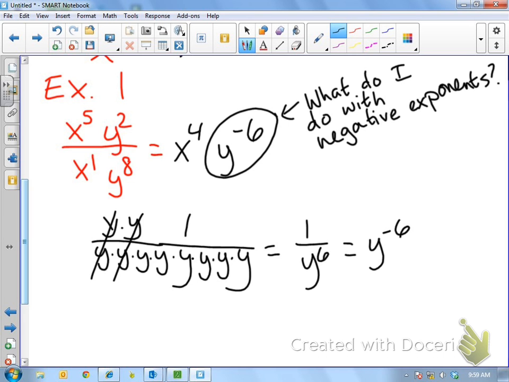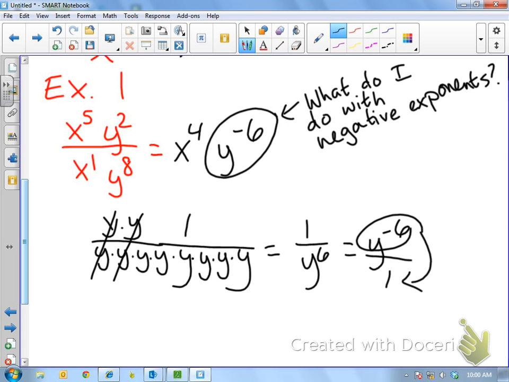So the only difference between the two is if we have y to the negative 6th here, it became a fraction and started out as a positive exponent instead. So anytime you have a negative exponent, what it does is it takes the entire thing and moves it. Moves the y to the negative 6th to the bottom. Or if there was a negative exponent on the bottom, it would move to the top.